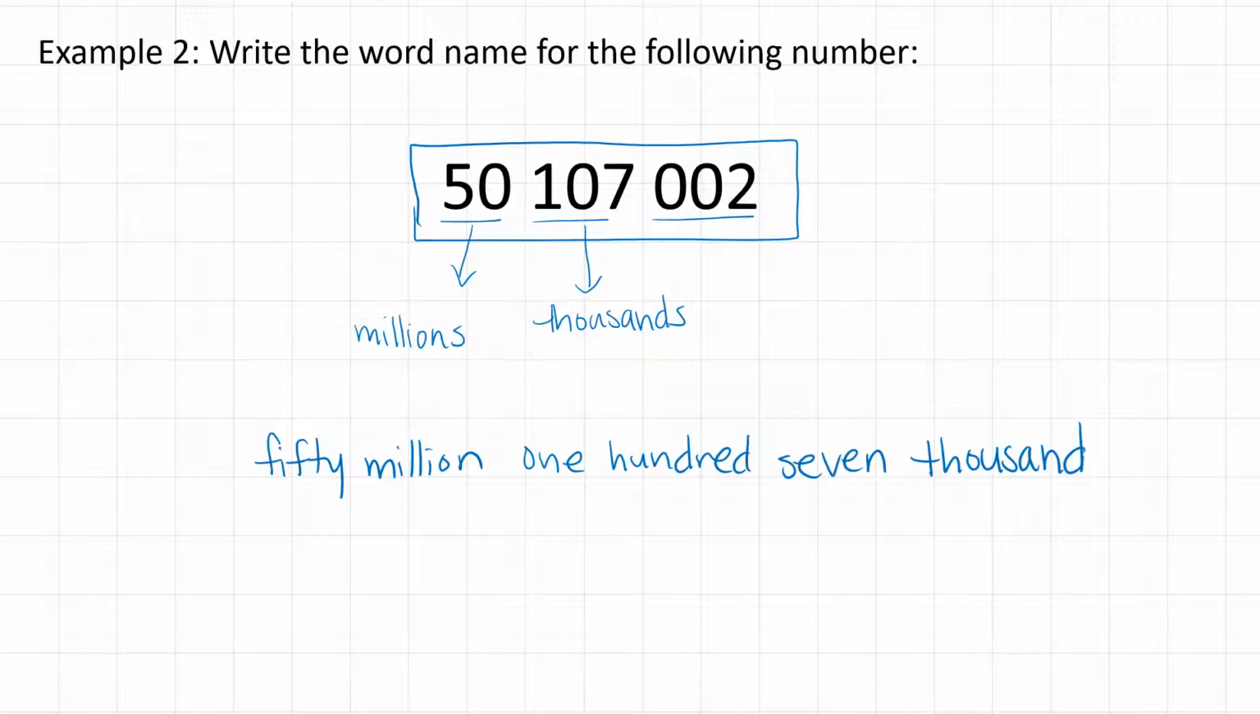Then finally, let's look at the last bit. And it seems as though we only have the digit 2 that we need to account for. And there we have it. The word name for the following number is 50,107,002.